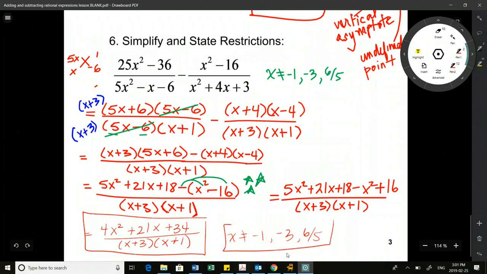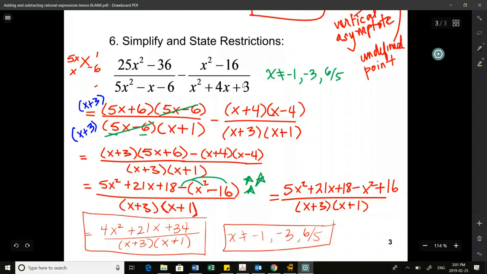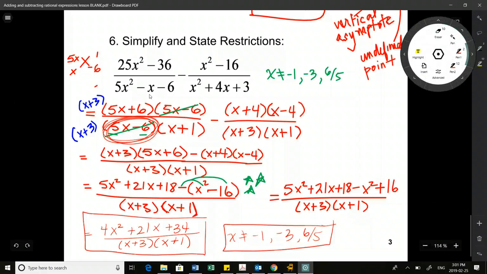So make sure you box. And 6 over 5. Okay, remember, anything that was once in the denominator needs to be reduced or restricted. Why is 6 over 5? Because of this guy right here. I just circled it. Okay, because of this 5x plus 6, or 5x minus 6, sorry.